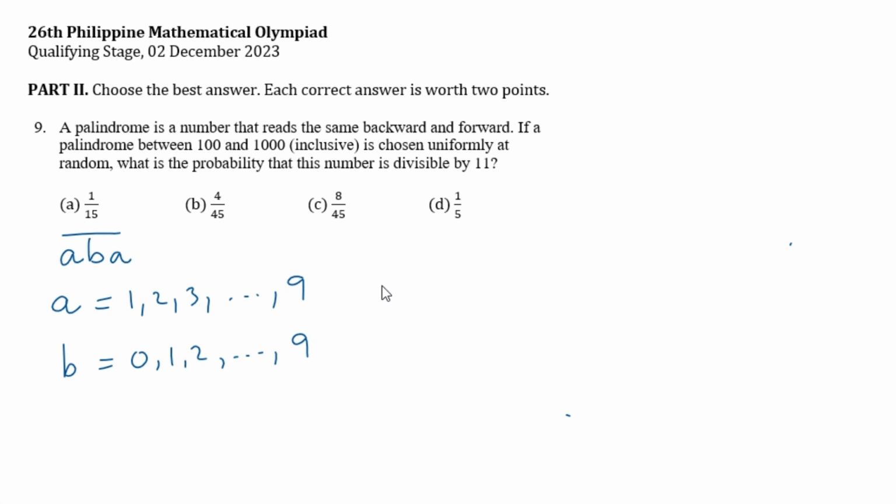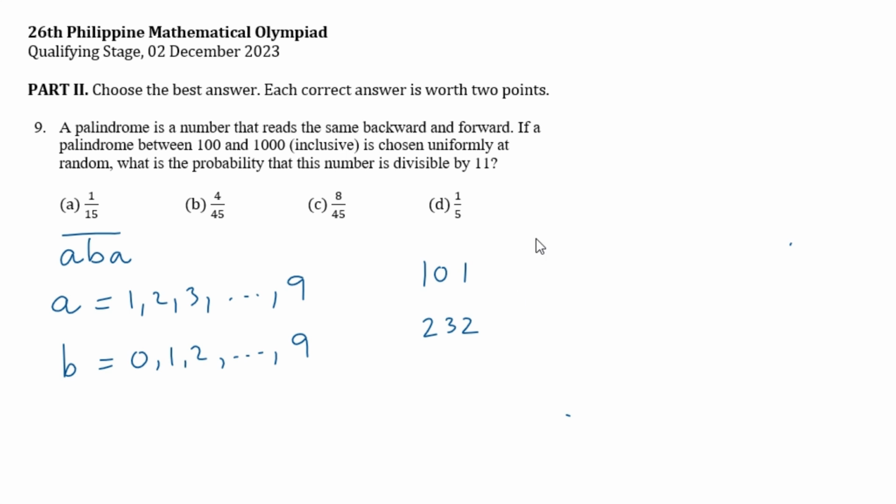Now, before we proceed to the solution, let us look at some examples of these 3-digit palindromes. If A equals 1 and B equals 0, we have the palindrome 101. Now, if A is equal to 2 and B is equal to 3, we have the palindrome 232.